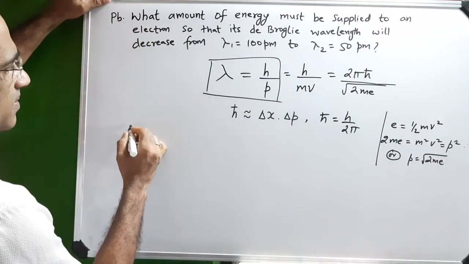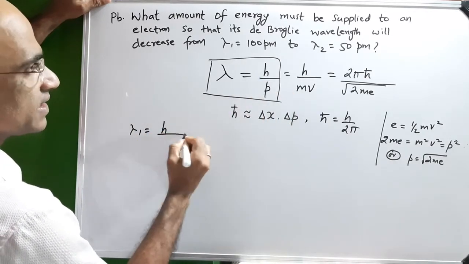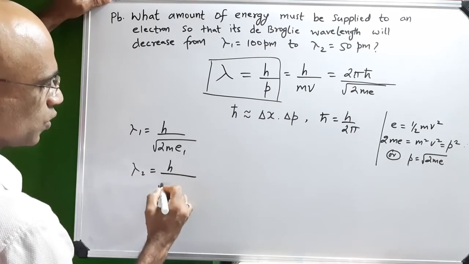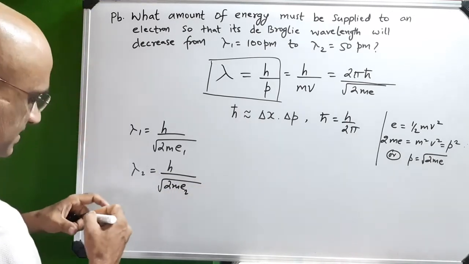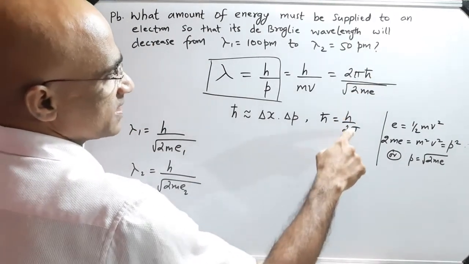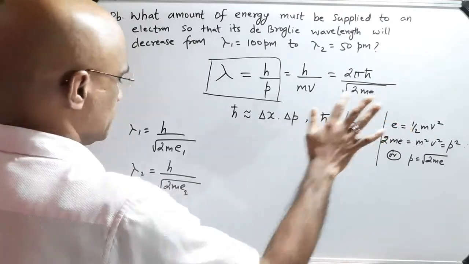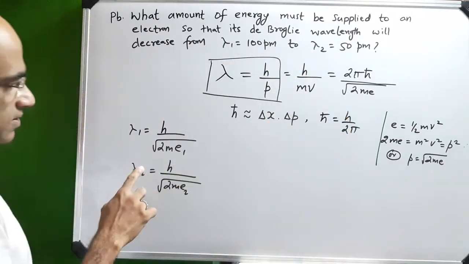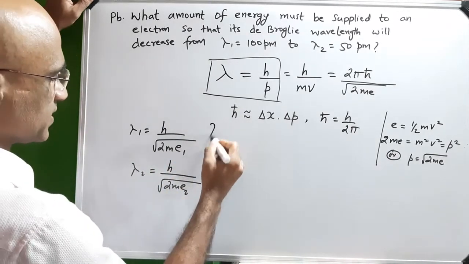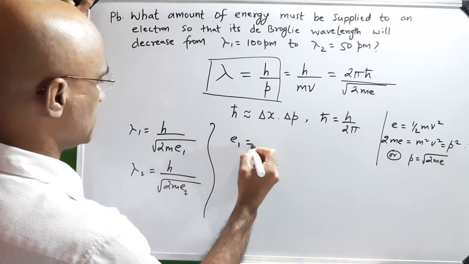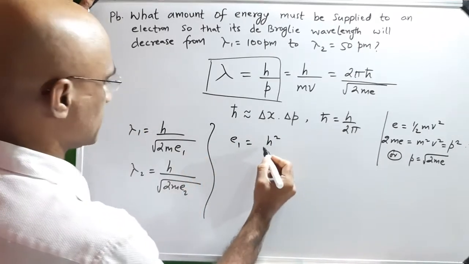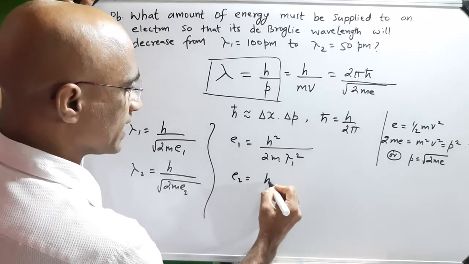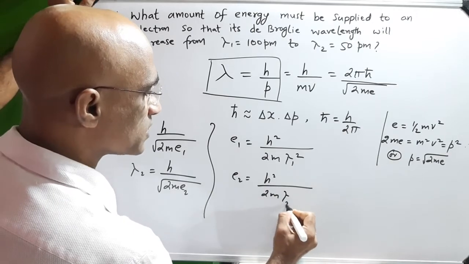We have lambda 1 is equal to h by root of 2mE1, and similarly lambda 2 as h by root of 2mE2, because as per this expression, h bar is nothing but h by 2 pi. Planck's constant is always a constant, so in order to find the energy that is to be supplied for decreasing from lambda 1 to lambda 2, I can find E2 minus E1. So I'll rewrite this expression as E1 is equal to h squared divided by 2m into lambda 1 squared, and at the same time I can write E2 also equal to h squared divided by 2m into lambda 2 squared.